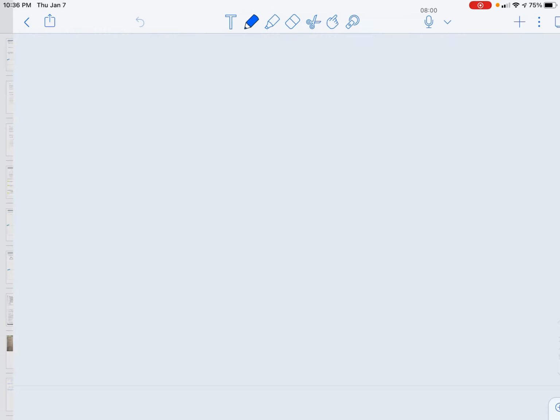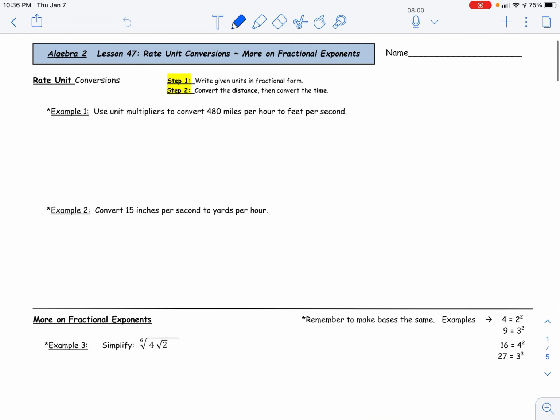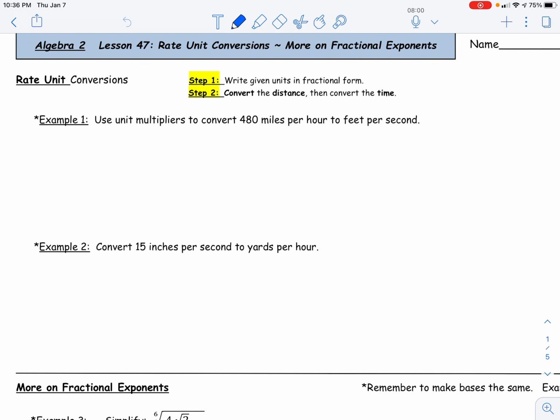So let's try another one. I'm going to show you one more, and then we're going to build into our notes, I think. Let me see. Maybe this next one's going to go in our notes. Let me look. Actually, yes. So let's go ahead. I'm going to go back to our note sheet. Right here, example 1. So let's look at this.